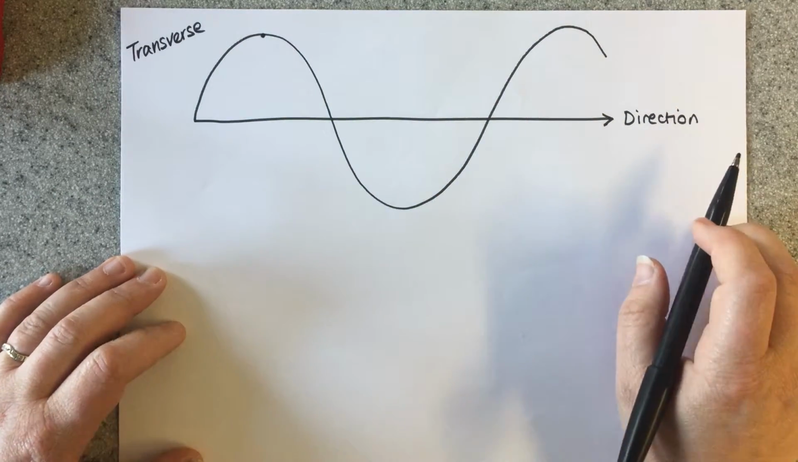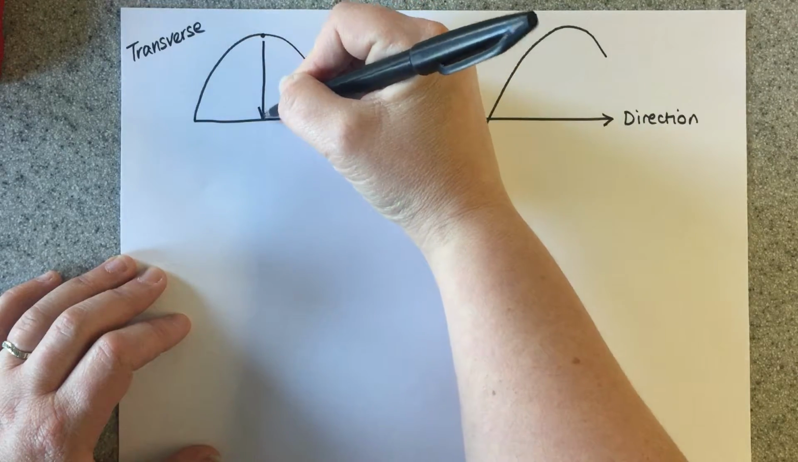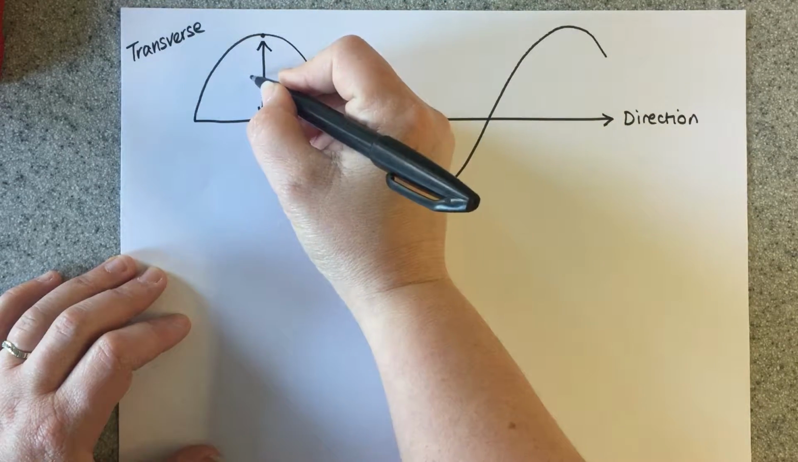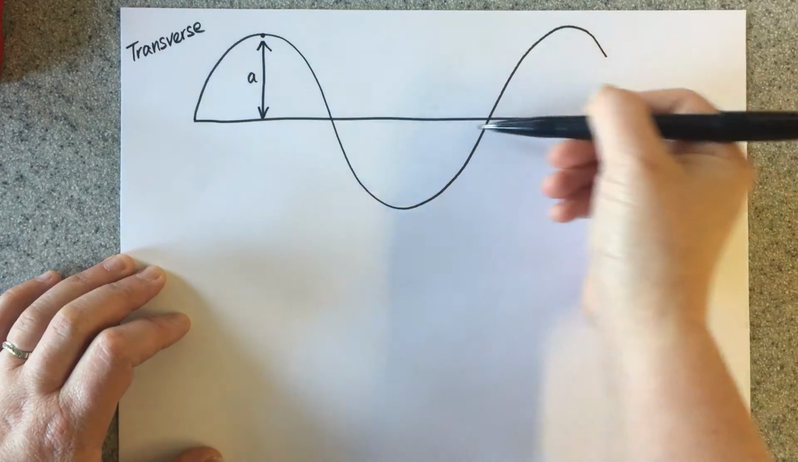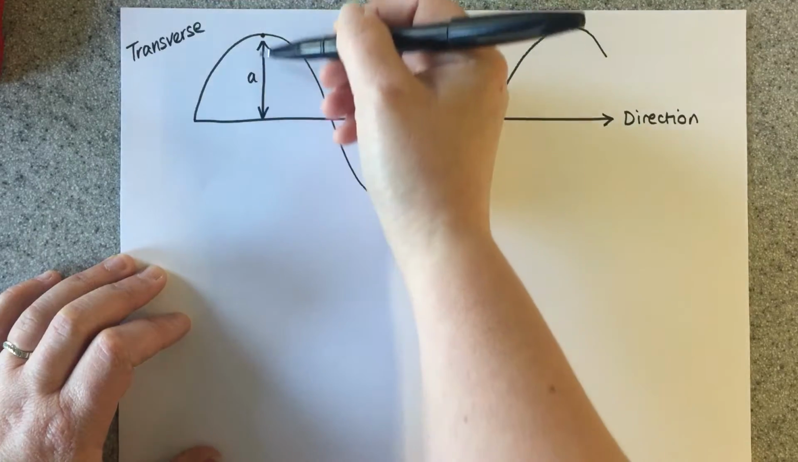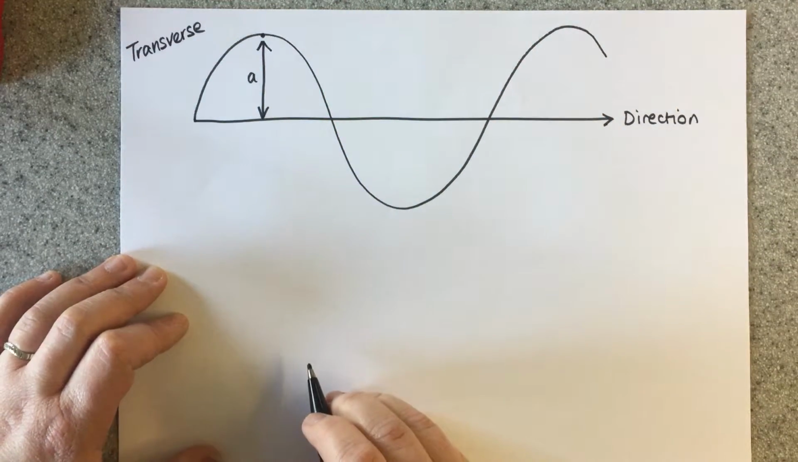wave. What we can measure on a transverse wave is we can find out our amplitude, and our amplitude is half the height of the wave from what we call the line of rest, or the central part of the wave, to the very top, or you can measure it down here towards the very bottom of the wave.